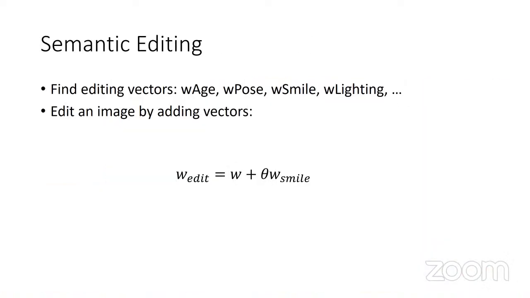Now, semantic editing: there's the idea to learn vectors in latent space. We'll just stick with W for now. So for example, W_pose, W_smile, W_lighting, and then you can edit an image by adding vectors. You start with the W code W, and then you add theta, where theta is the edit strength, times another vector W_smile. This vector W_smile is global, that is, used for all possible images you want to edit. It's a constant that you learn in a pre-process. And then you have the edited image code W_x.